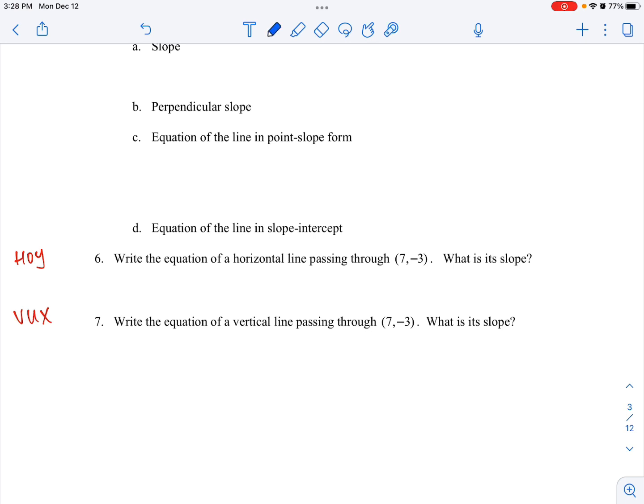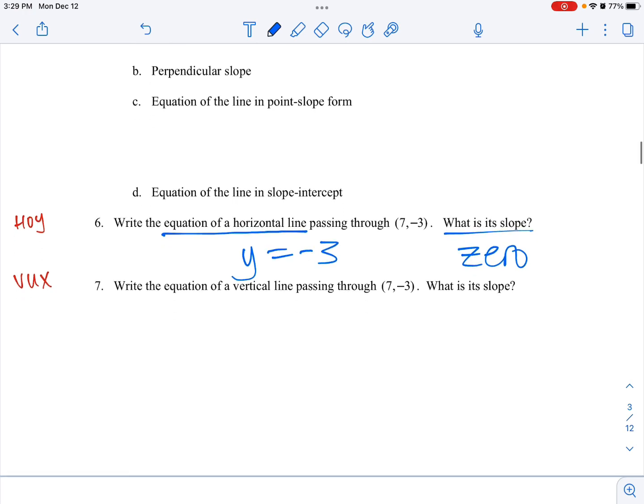Okay, so first of all, write the equation of the horizontal line. So horizontal is y equals, that's because there's a y in Hoy. And what's the y value here? The x is 7, the y is -3. So they're very simple for horizontal and vertical lines. It's just y equals a number, or if it's vertical, then it's x equals a number. What is its slope is the next question. The slope for a y equals horizontal line is 0. That's what the O stands for. It's flat. Think about when you hop on a treadmill and you're running horizontally, completely flat, no incline at all. The slope is 0. Same thing for vertical.